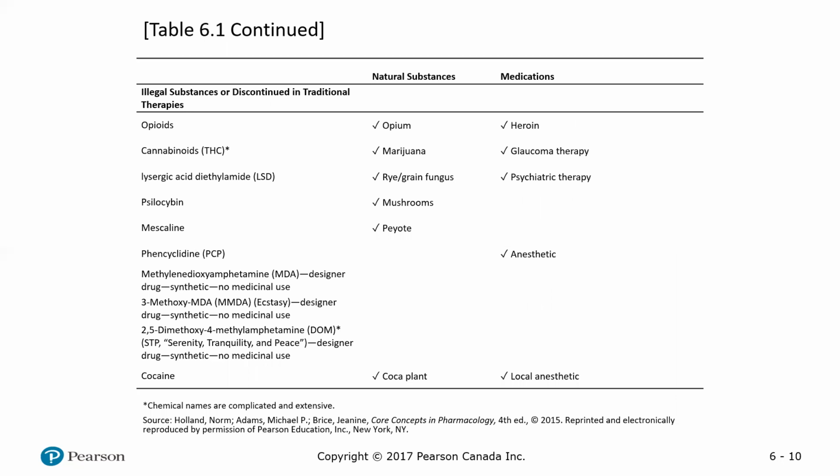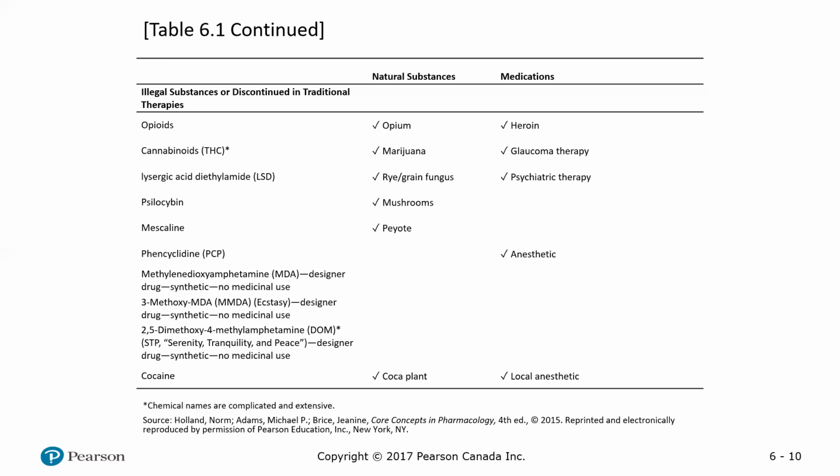Now, illegal substances are discontinued in traditional therapies, such as the opioids. The natural source was opium, and from it we get heroin. Cannabinoids, THC, is the complete name written as THC. The natural substance is marijuana. It is obtained from marijuana. And as a medication, it is used for glaucoma therapy.